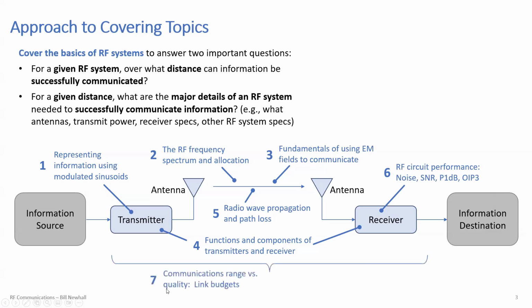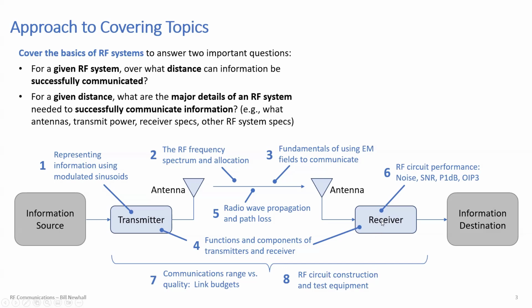And then we'll get to the communications range versus quality. We're going to talk about link budgets. And then finally, we're going to look at RF circuit construction and test equipment, what you would use to test transmitters and receivers and RF components, and even at the communication link level.